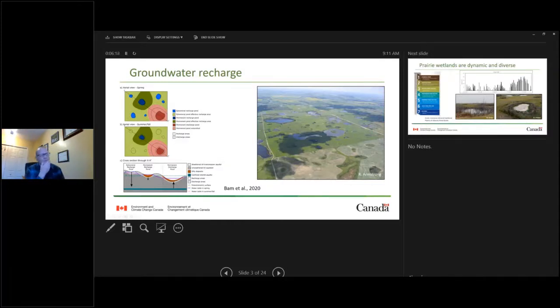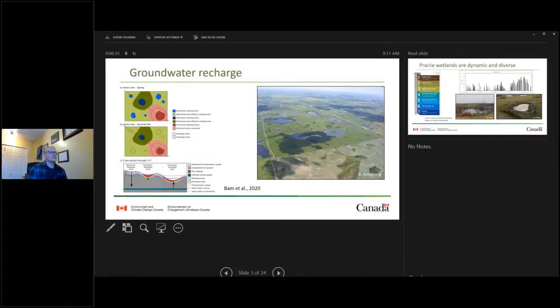But what Edward Bam learned over the last few years is that even recharge ponds don't always recharge the same over time. Some of that has to do with the hydro period, or how long the water has been in that depression. So if you have, say, a permanent recharge pond that has water in it for a much longer period, the water table is actually sloped towards the pond like this, rather than away from the pond.